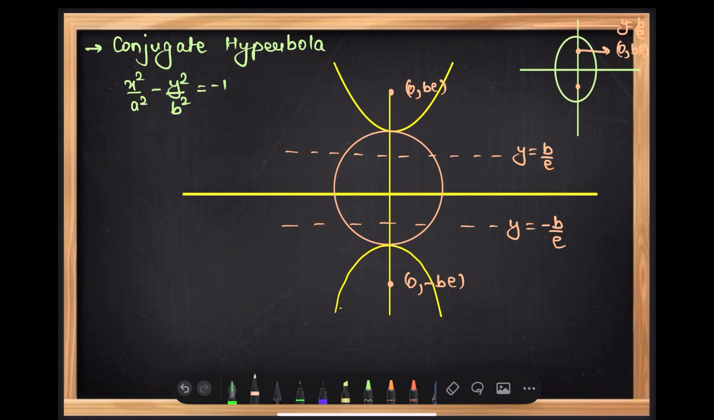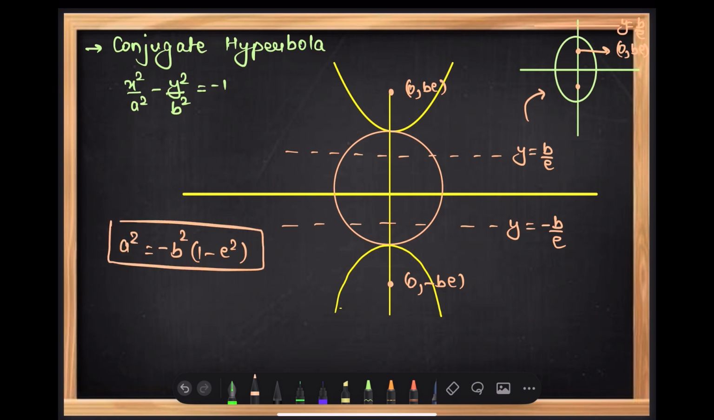relationships. Okay, so suppose that I am interested in finding the relationship between AB and E in conjugate hyperbola. So you know that it is derived from vertical ellipse. So in vertical ellipse B is bigger, so B will go inside. So 1 minus E square will remain. So B square will be there, and then A square. So in place of B square, you have to replace minus of B square, and things are done. So this is the relationship between AB and E. Okay. I hope till this part you guys are comfortable.